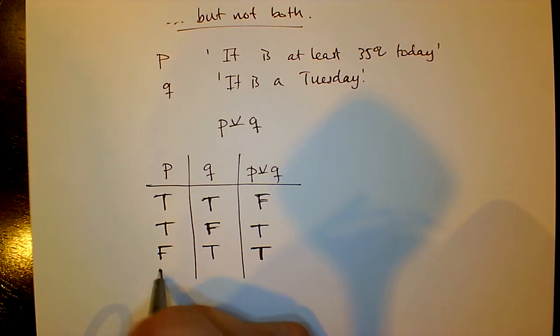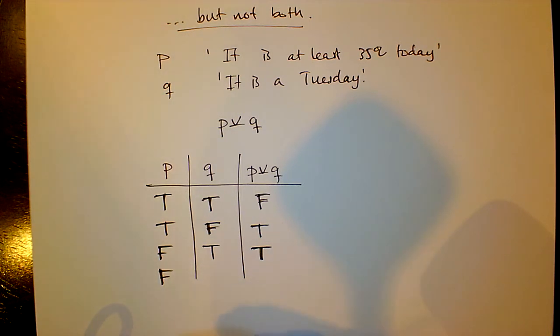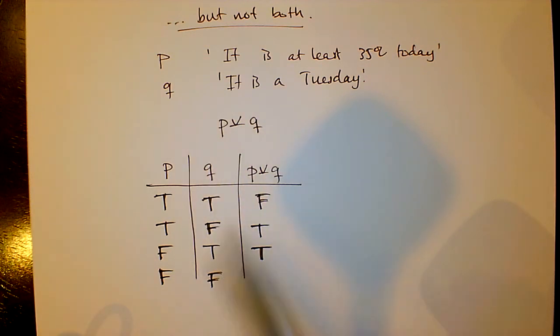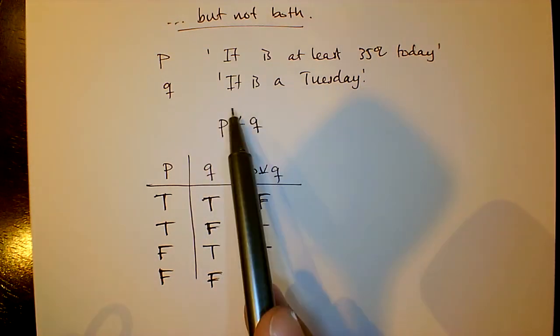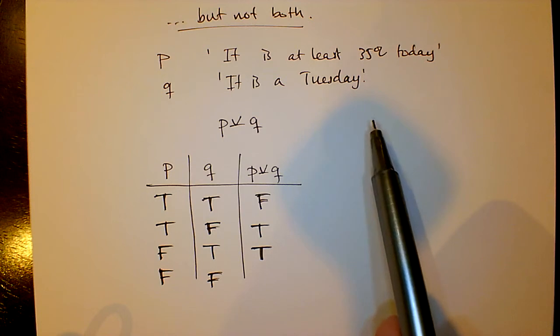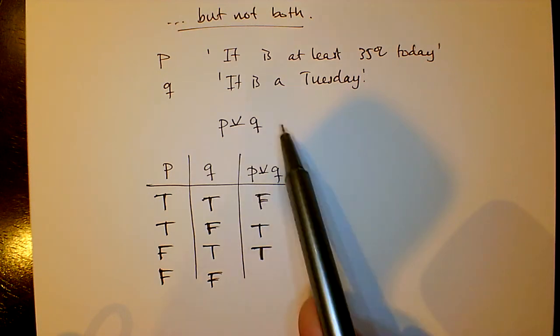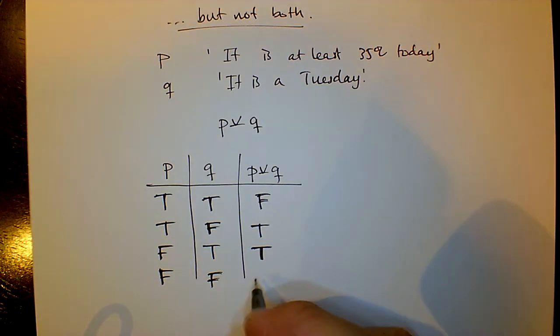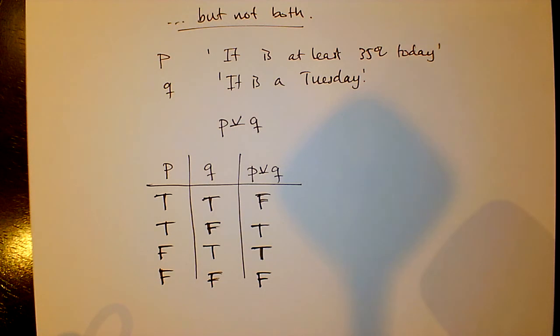If we're then looking at the scenario where it's not at least 35 degrees Celsius today, so it's less than 35 degrees Celsius today, and it is not a Tuesday, so both of these P and Q statements are false. Then, well, the thing is, we talked about the exclusive disjunction being it is at least 35 degrees Celsius today, or it is a Tuesday, but not both. So if both of them are false, then it's not at least 35 degrees Celsius or a Tuesday, or both for that matter. So therefore, this must be false as well. The exclusive disjunction must be false.